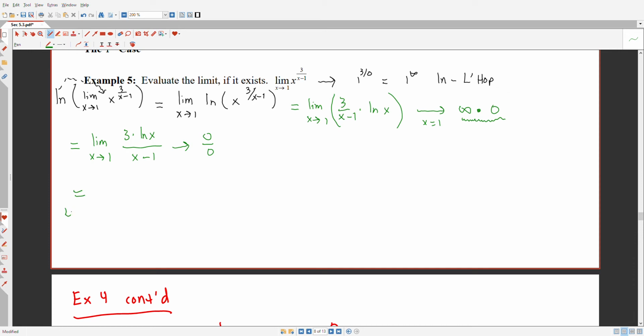So I'm going to use L'Hopital's rule, and I get to trade this limit for the limit where I have the derivatives being divided. So the derivative of the top is 3 over x, and the derivative of the denominator is 1. This actually turned into a really simple limit to compute. The limit, as x goes to 1, of 3 over x. And this is just 3.